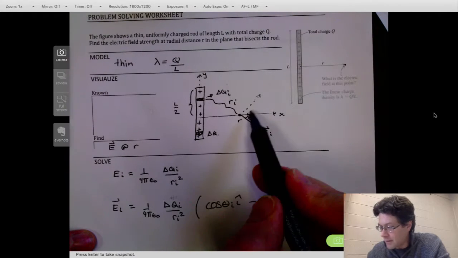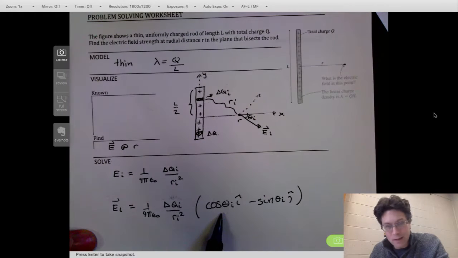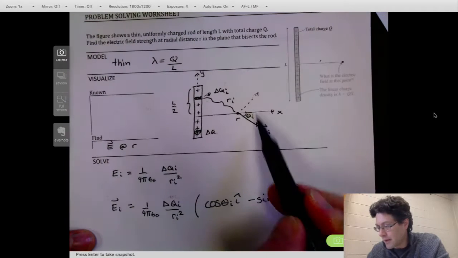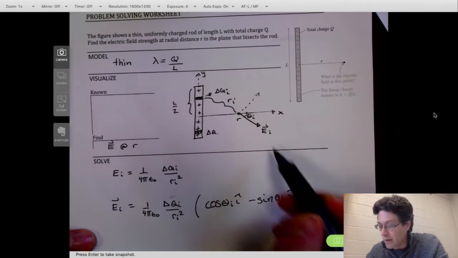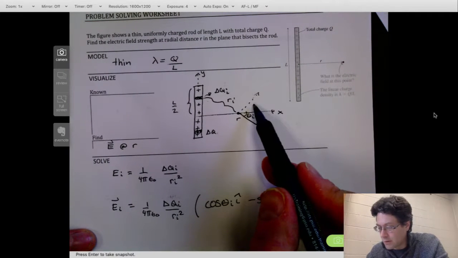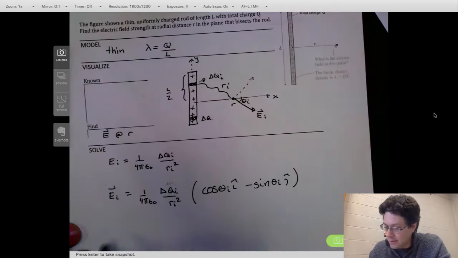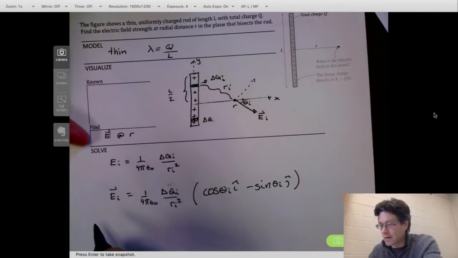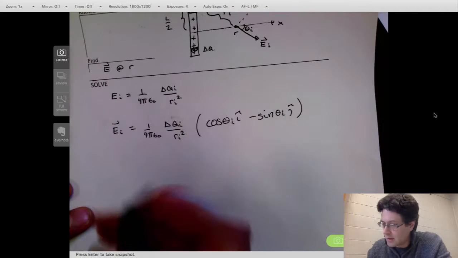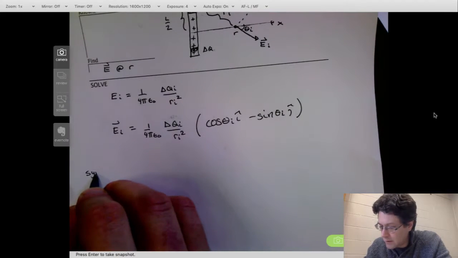So if I'm at the bottom, I create an E field that still has a positive X component, but now instead of having a negative Y component, it will have a positive Y component. So what I can see here is something we use a lot in physics. It's called a symmetry argument.